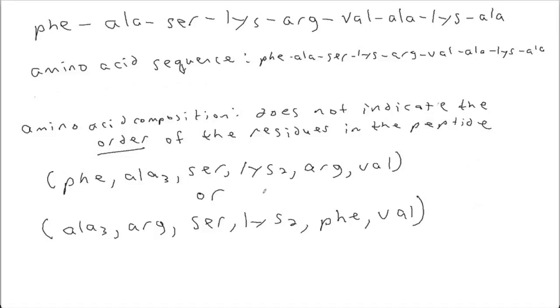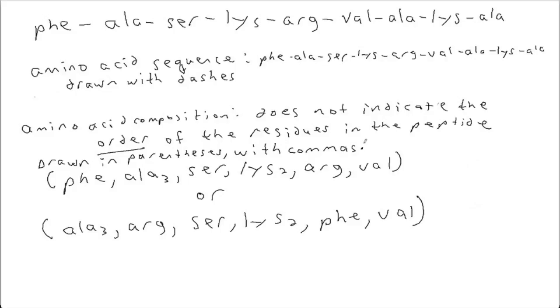Now, a couple of conventions here. Notice that sequence is drawn with dashes, whereas composition is drawn in parentheses with commas. These are just conventions that chemists have come up with. When you're drawing the sequence, when you know the correct order, you do that with dashes. And when you don't know the order and you're just writing down the amino acid composition, you write that in parentheses with commas. That way people know that you're not saying what the order is.